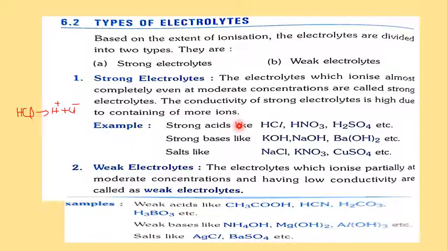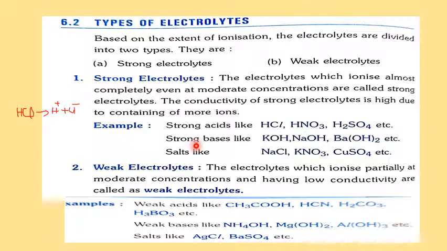Okay, examples, strong acids like HCl, HNO3, H2SO4, etc. HCl dissociates into H plus, Cl minus, HNO3 dissociates into H plus, NO3 minus, H2SO4 dissociates into 2H plus, SO4 2 minus.